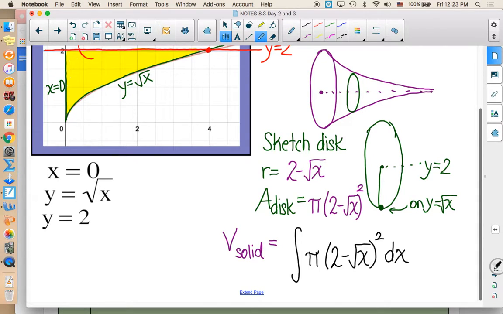Our variable of integration should match the variable that all our expressions are in terms of. That should also match our bounds. So we need x bounds for this integration. The first place this has is an x of 0, and the last place is an x of 4. So we're integrating from 0 to 4, and again, either by hand or by other means, we're looking at a volume of about 8.378 cubic units.